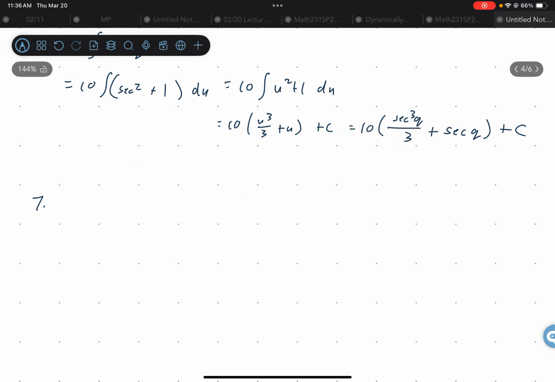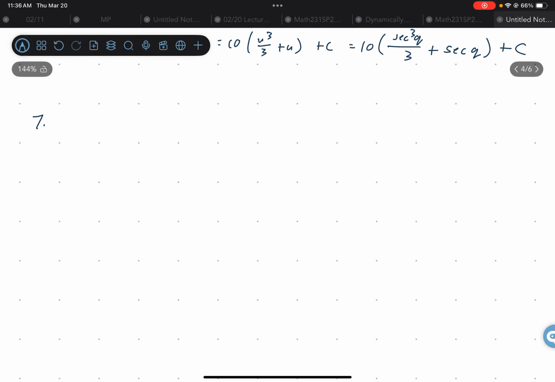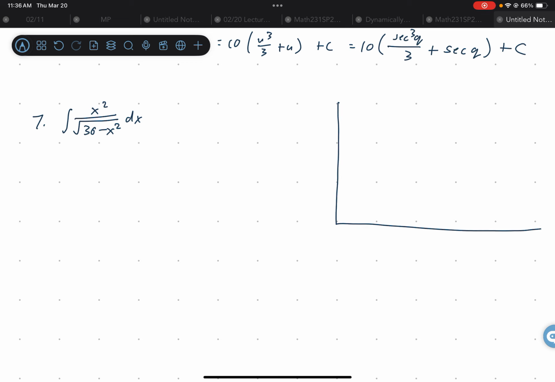Let's move on to another one now. Let's try and do one with trigonometric substitution. We're going to say x squared over square root of, say, 36 minus x squared dx. All right, now here's something important that you should remember whenever you have to do trig substitution. I'll make a little table over here.